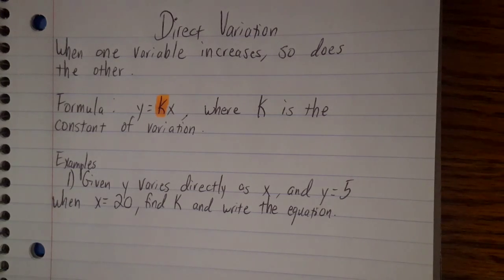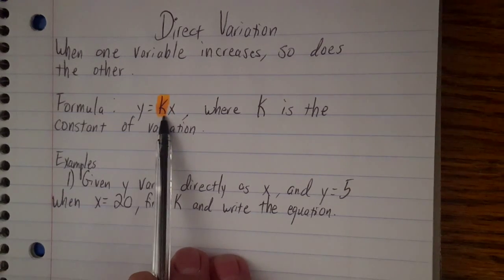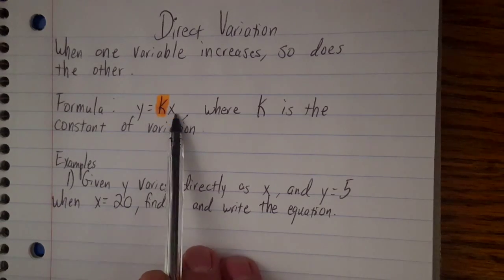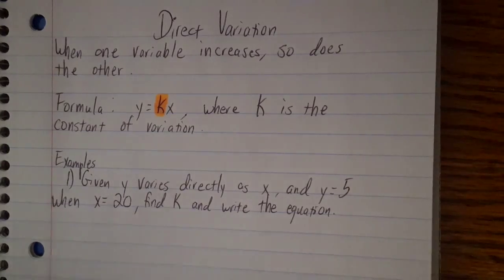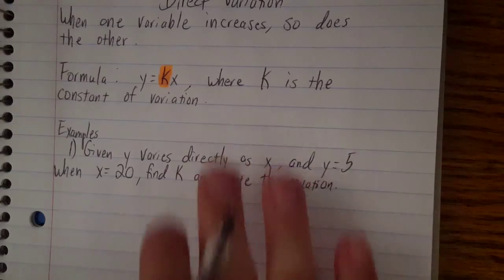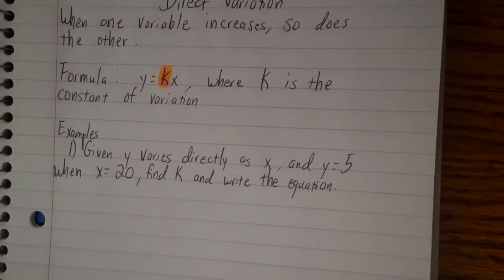So some other things to help clarify is that there's a nice formula for direct variation, that y equals kx, and that's highlighted in orange for a reason. So this is y equals k times x. And k just means the constant of variation. So anytime you have this formula involved, you know it's going to be a direct variation.